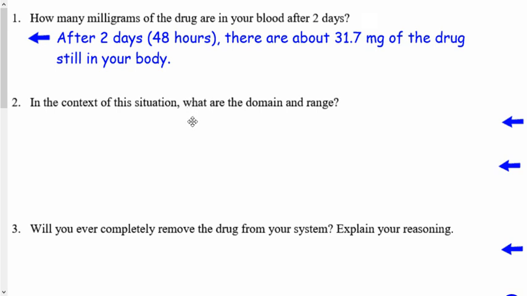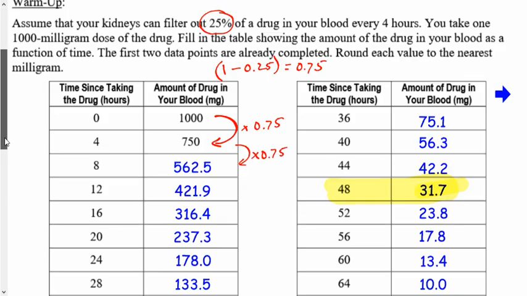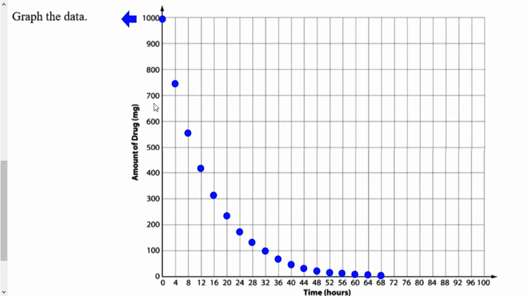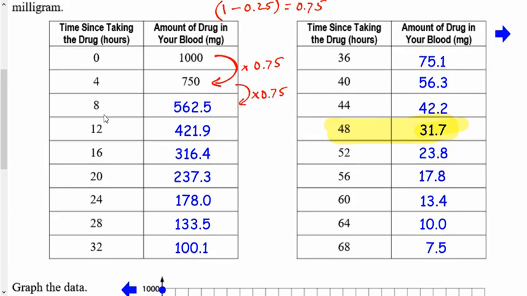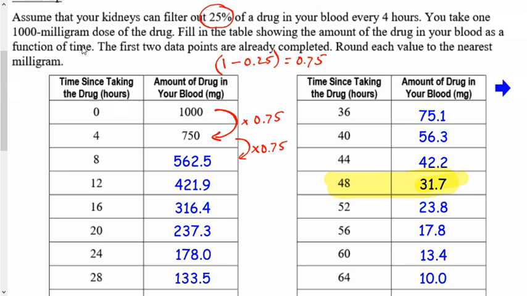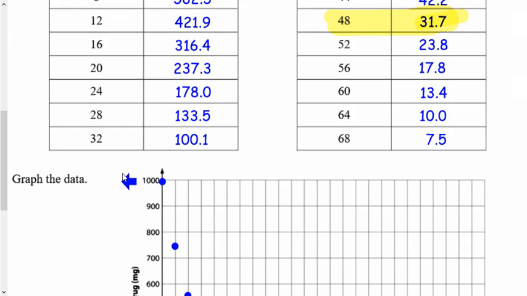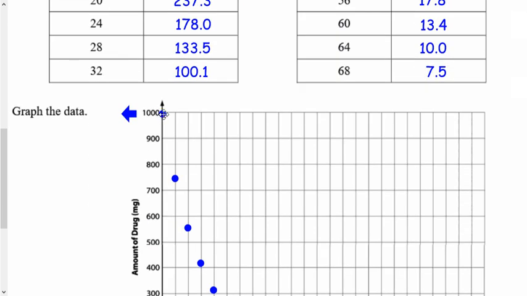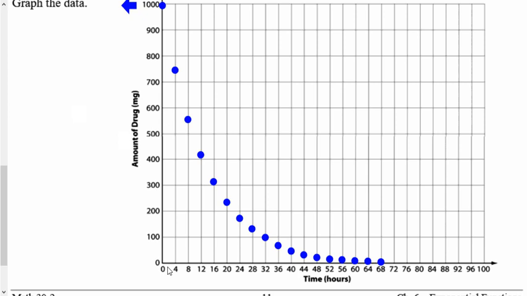In the context of this situation, what are the domain and range? Well, let's look at the graph to help us out here. For a graph, we started for our domain, our x values, at a time of 0. And if we think about what's happening, time 0 is when you first took the drug. So was there more than 1,000 milligrams in your blood system before time 0? No, because it was at time 0 when you first took the medication.